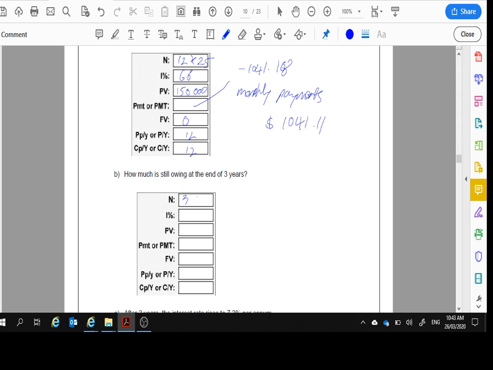How much does he still owe after 3 years? So 3 years, 12 months in a year. The 6.8 doesn't change, and the present value is 150,000. What's this one here? That's how much he's paying, minus 1041.11. That's why we had to work out part A, so we can now work out part B. In 3 years, once we've worked that out, it's negative 142,391.91. Remember, negative just means he's still owing, so after 3 years he owes 142,391.91.